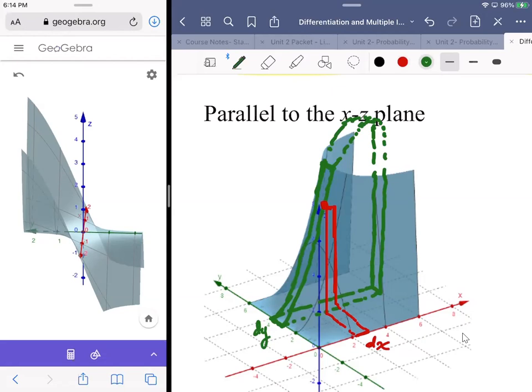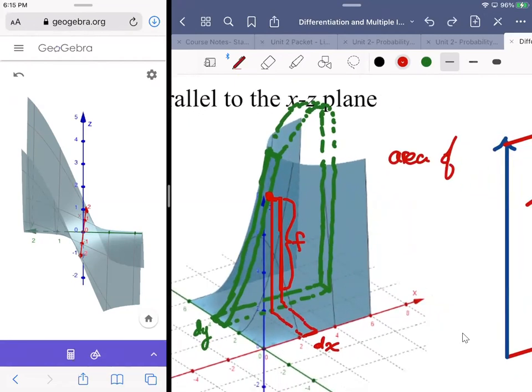So the height of this rectangle is, I'll just write f for lack of space. If I want the area of that rectangle, it looked kind of like, on a good day, a parallelogram. I'm going to write rectangle. That's going to be equal to f times dx. And again, it's f of x comma y.